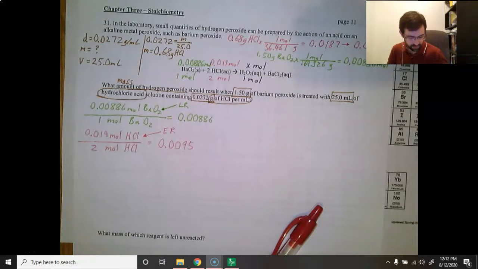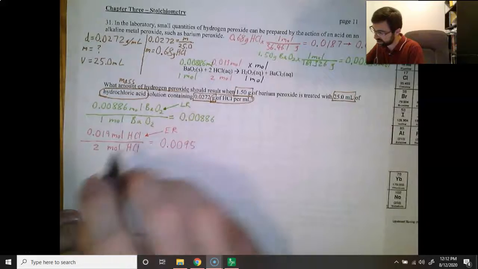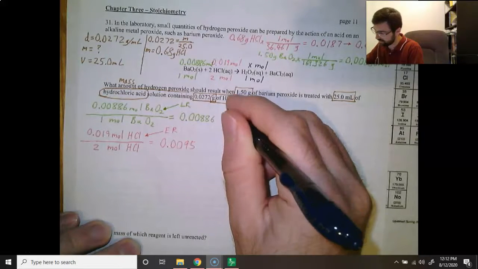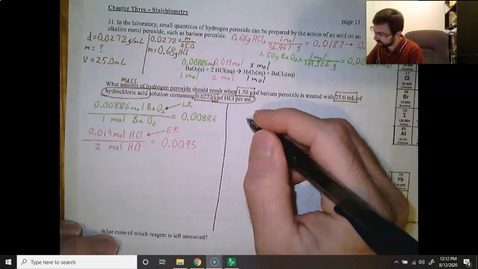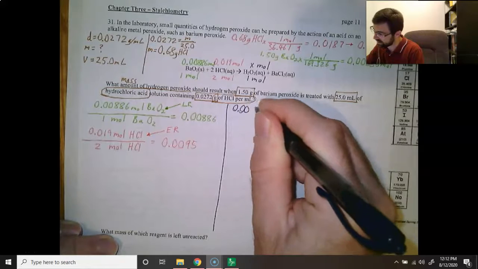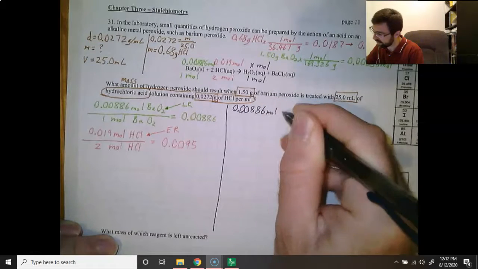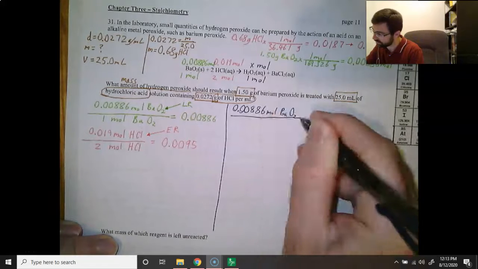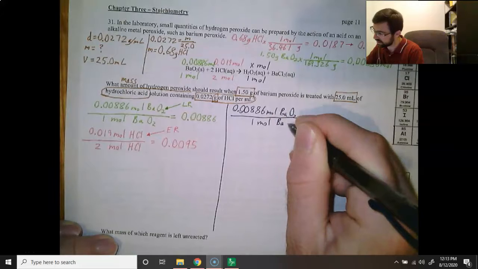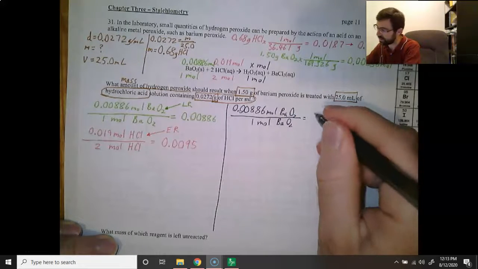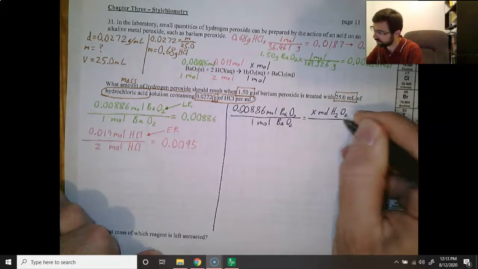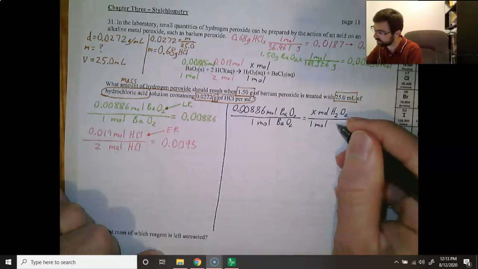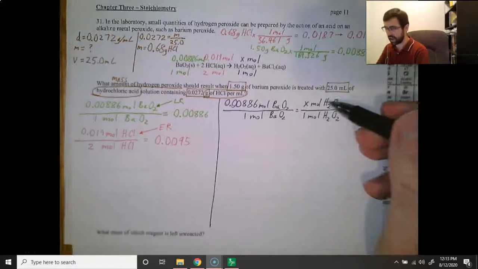Okay, so I've got it now. I just need to find out how much H2O2 I can make from it. So I'm going to draw a line here because I'm dividing my work to the other side. Okay, so I have 0.00886 moles of BaO2 over 1 mole BaO2 equals X moles, I'm just copying from up here, of H2O2 over 1 mole of H2O2. Okay, so X over 1 is X, right?